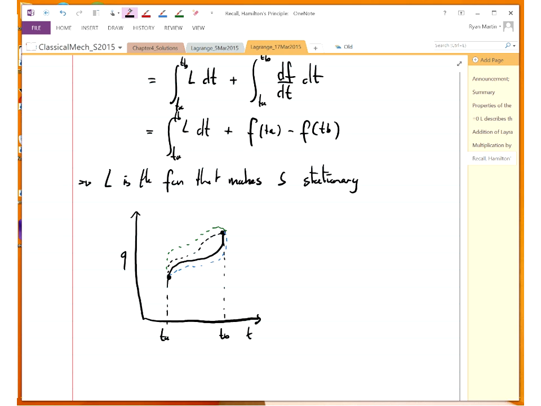So when we do the variation of S, we're actually considering different possible paths. Now the thing is, when you do the variation, all the paths have to start at TA and they have to end at TB. So the variation of the action is 0 at the endpoints.